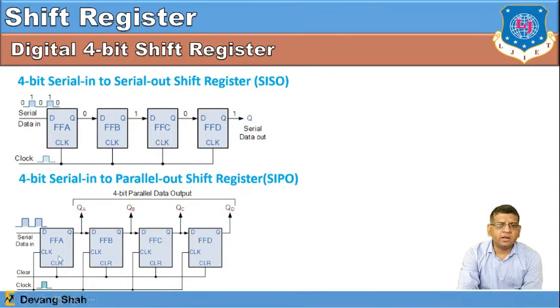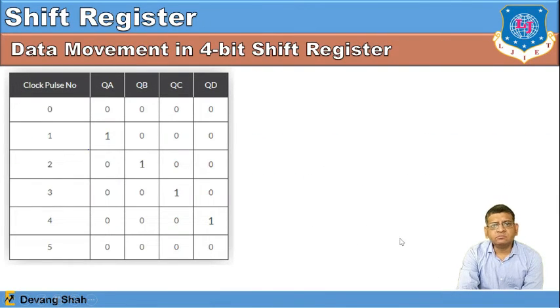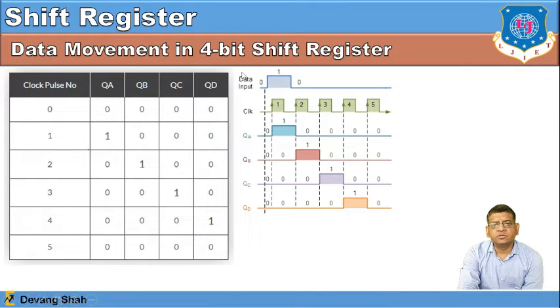4-bit serial in, parallel out: you apply the data serially and you can take it parallelly. Same way, after each clock cycle, see how the 1 will be shifted from the first stage to the second stage, second to third, and third to fourth. Based on that, you can see this timing diagram. When the first clock comes, the first data will be shifted as a part of QA. So this is the first stage output. Second clock, the 1 will be shifted to the second stage. Third clock, the 1 will be shifted to the third stage, and fourth clock, the 1 will be shifted to the fourth stage. Likewise, the data will be shifted, right?